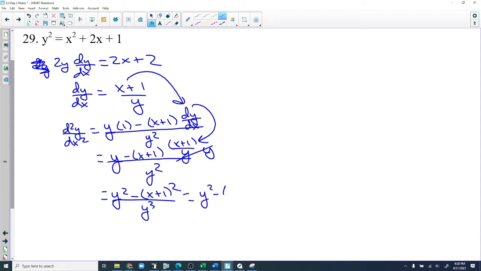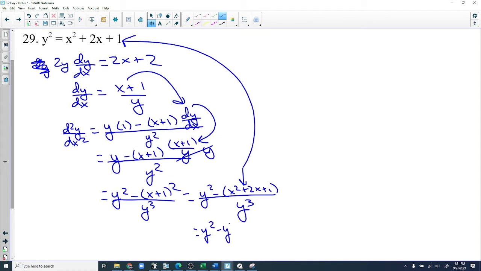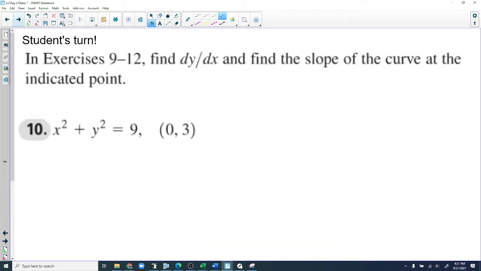Well, that's y squared minus (x squared plus 2x plus 1) over y to the third. And then this is y squared. We get y squared minus y squared over y to the third. So in the end here it is 0. Now, not all of these problems will have this many substitutions that we can put in, but I just want you to be aware that you might have to look back and see if we can do any kind of replacements.